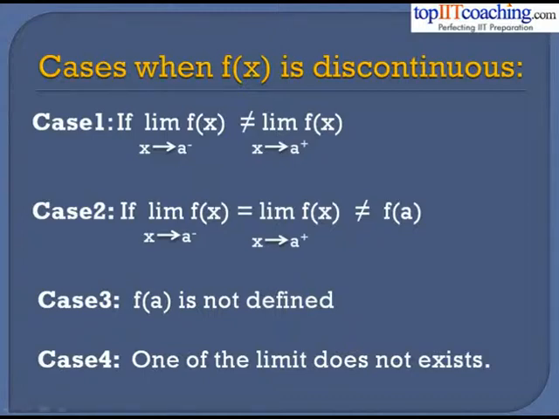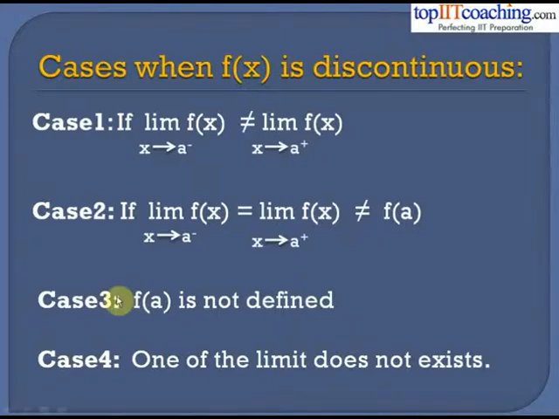The second case is if the left hand limit is equal to the right hand limit but is not equal to f of a. That is, the limit exists, both left hand and right hand limits are equal, but these are not equal to the value of the function at the point x equal to a. So in such a case we say that the limit exists but is not equal to f of a.